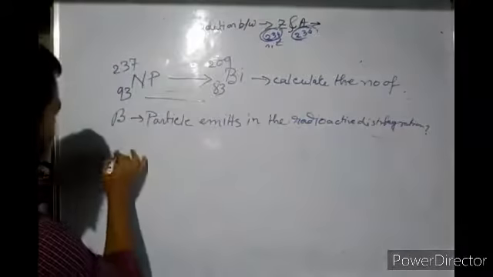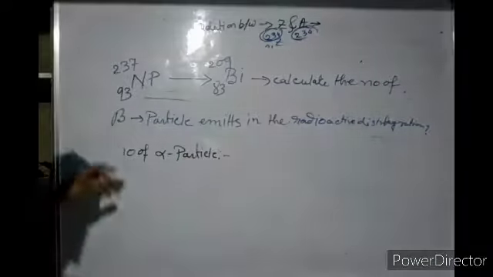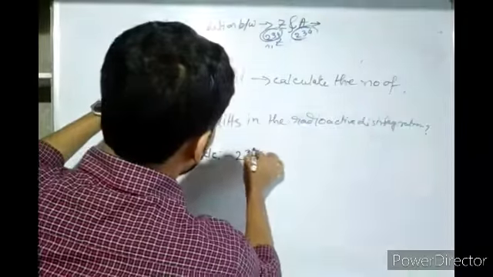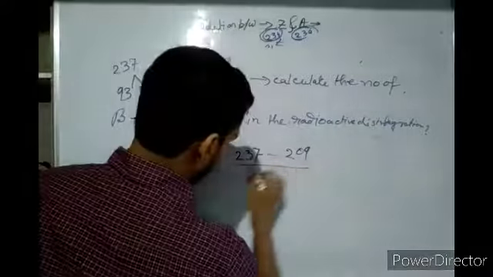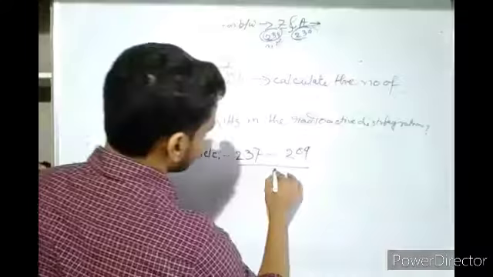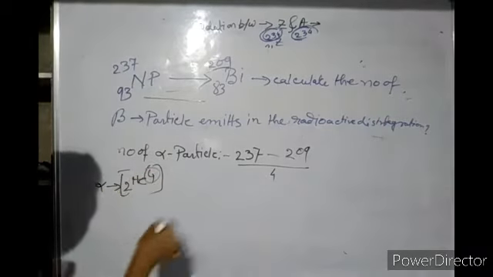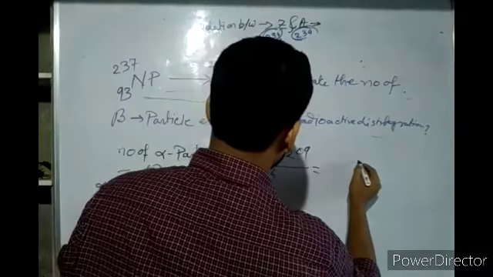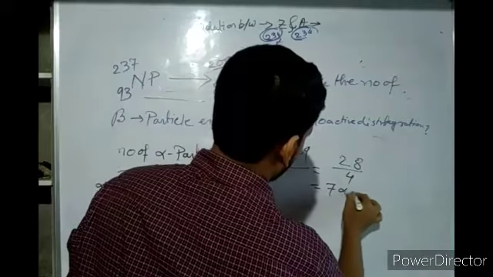Now we have to calculate the number of alpha particles emitted in this series. From the formula we know that number of alpha particles equals the mass number of the first radioactive element in the series, 237, minus the mass number of the last element of the series, 209, divided by the mass number of alpha particle, that is 4, because alpha is denoted as 2He4, mass number 4. Means 7 alpha particles.